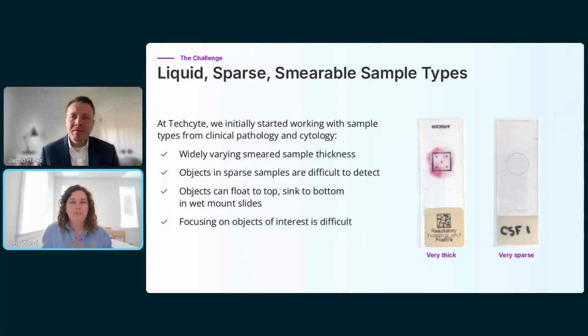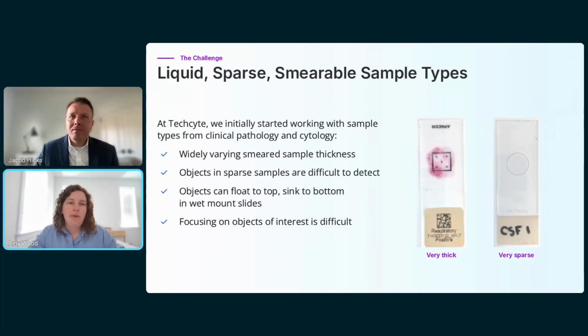When we get into these liquid, sparse, and smearable sample types, which is what Techcyte's been focusing on, none of those things are true. The thickness can vary drastically with smeared samples. The image on the left here is a respiratory sample that was quite thick. And on the right side here, we have a CSF sample that was cytospun, but it looks like there's almost nothing there. But there is sample here that we hope to detect on the scanner. Being able to accommodate those different thicknesses is really a challenge for us. Also with the CSF in general, there's a lot of sample types like this that are so sparse, it's hard to find where the sample is so that we can focus on it.